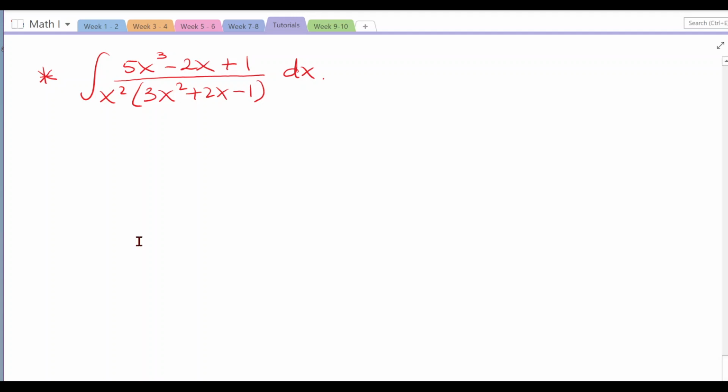Okay, let's try to solve another problem of integration. We have the integral of (5x cubed minus 2x plus 1) all over x squared times (3x squared plus 2x minus 1) dx. Before we proceed with the integration, we should look at the problem, especially checking the maximum power of both the numerator and the denominator.